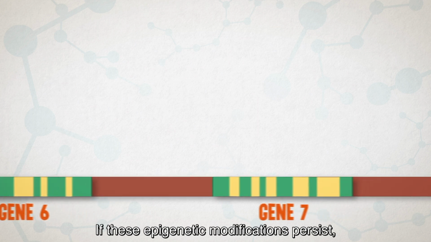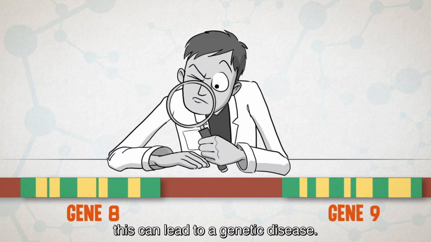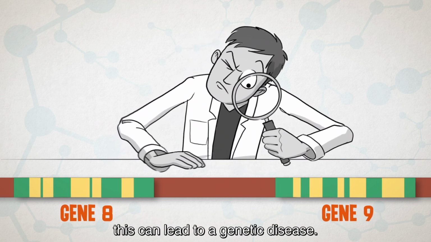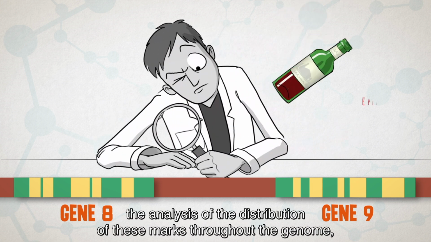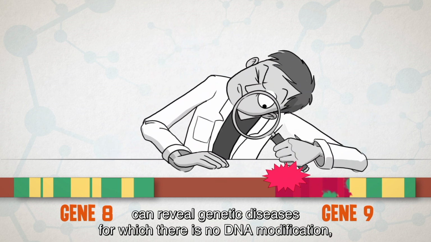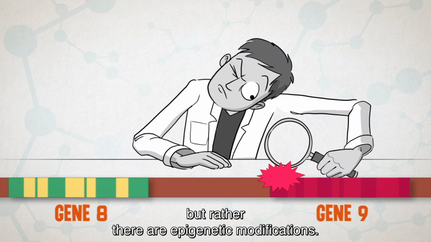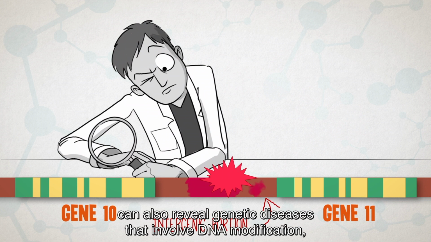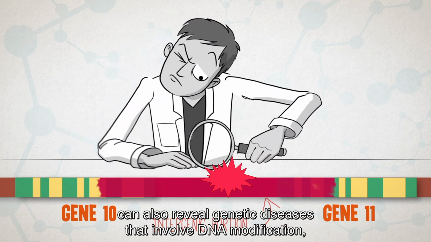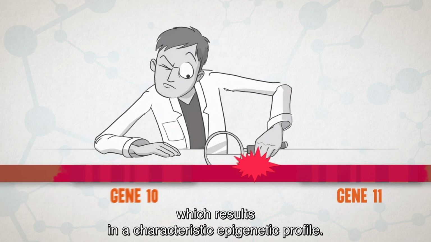If these epigenetic modifications persist, even when the signal that induced them disappears, this can lead to a genetic disease. The study of the epigenome, in other words, the analysis of the distribution of these marks throughout the genome, can reveal genetic diseases for which there is no DNA modification, but rather there are epigenetic modifications. The epigenome can also reveal genetic diseases that involve DNA modification, which results in a characteristic epigenetic profile.